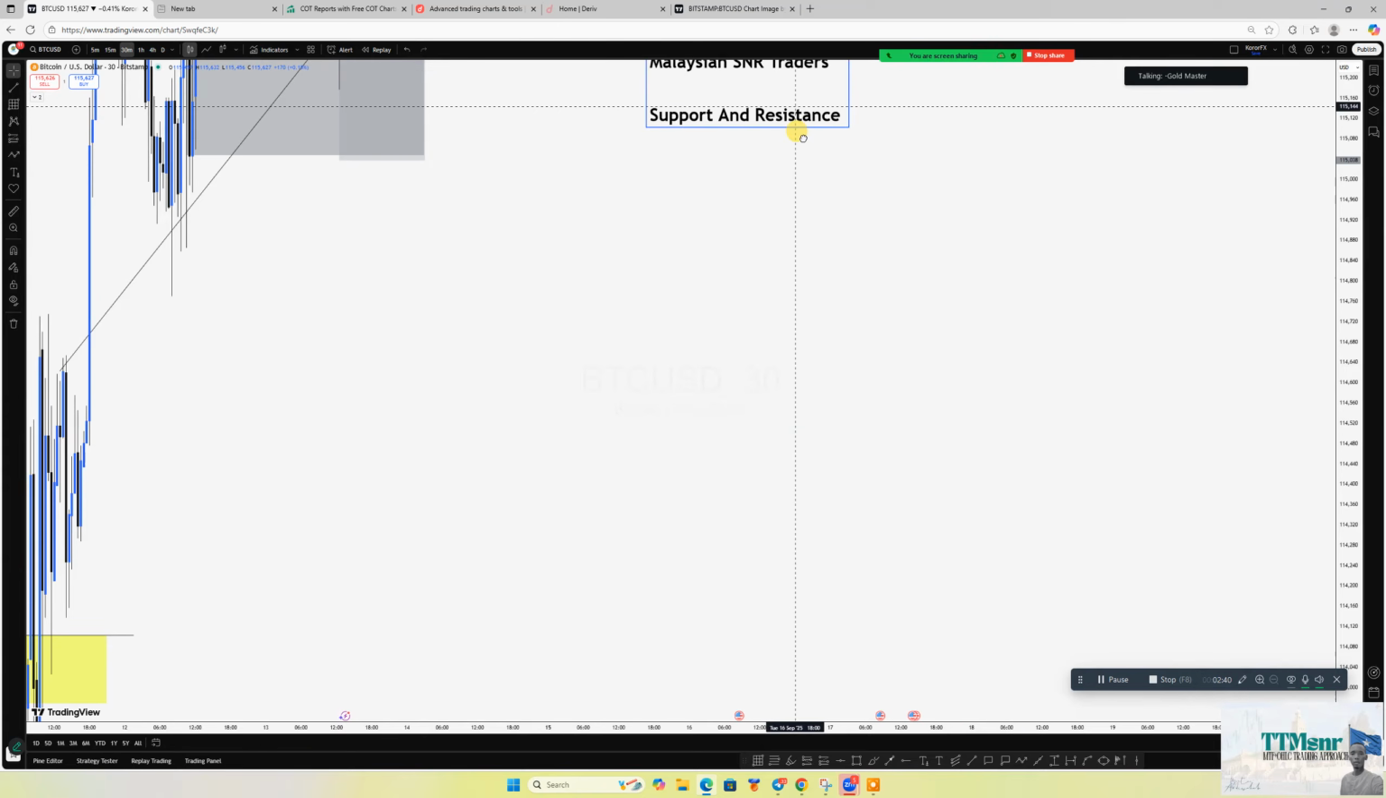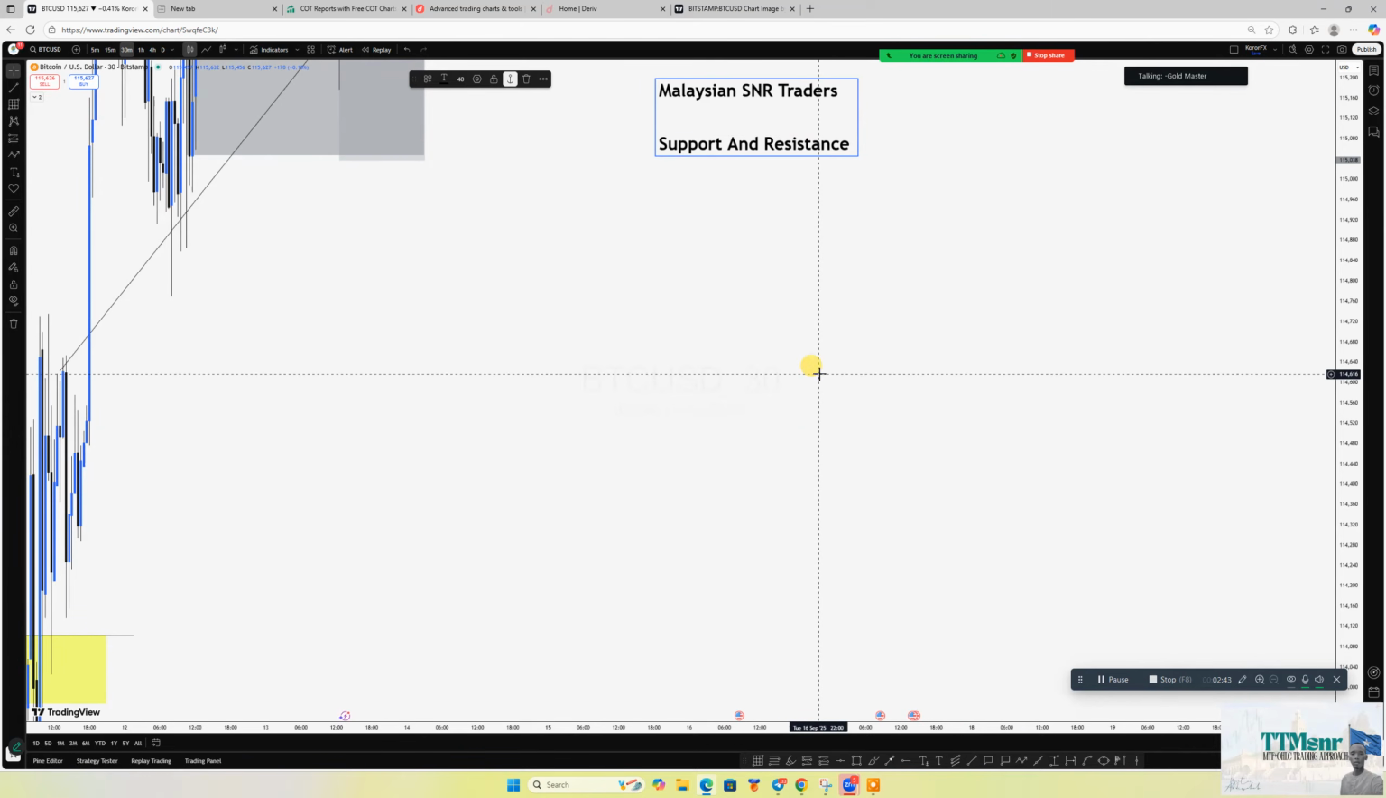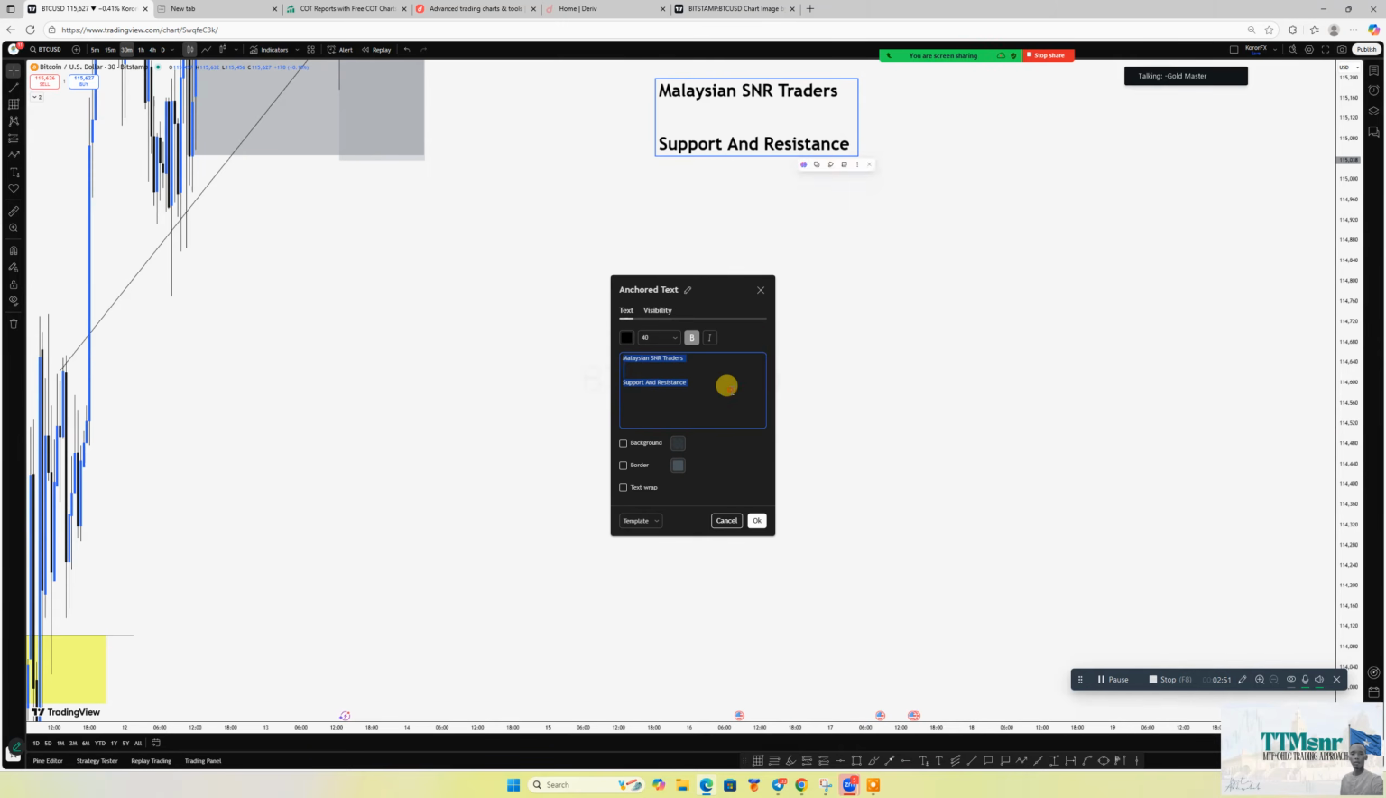The second thing is, can you also understand how to make out classic A and classic V? I mean SNR A and also SNR V. And what does A stand for? A stands for resistance, while V stands for support.